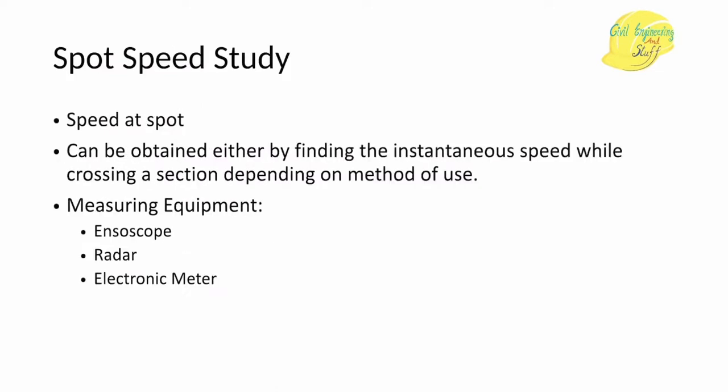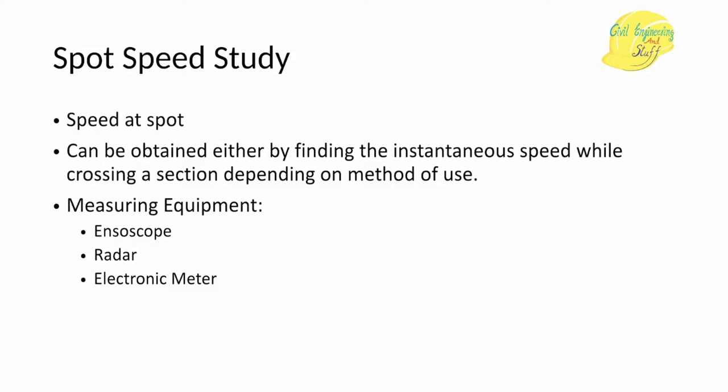So now let us discuss the spot speed. As we have talked about it, in spot speed we are interested in the speed of the vehicle at any spot, at any road section, or at any instant. For that, the time mean speed can be used, and the space mean speed can be used to find out the spot speed of the vehicle.